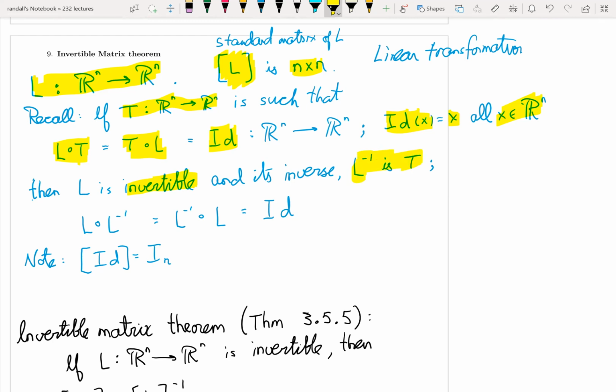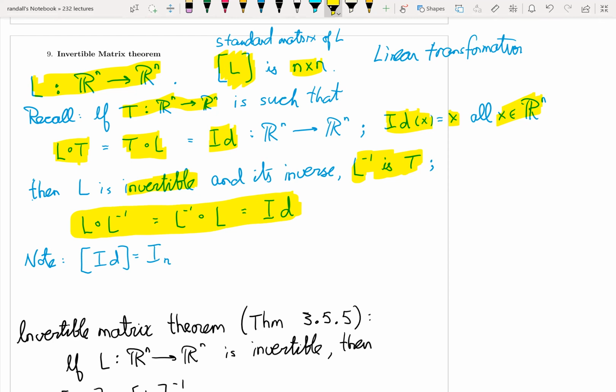So instead of writing T like I did there, we'll write L to the -1. Just like functions in calculus, we know that if I compose a function with another that gives me the identity function, then that other function we call the inverse of the one we started with. So in this case, we say the linear transformation is invertible, and we write this. This is just summarizing that.